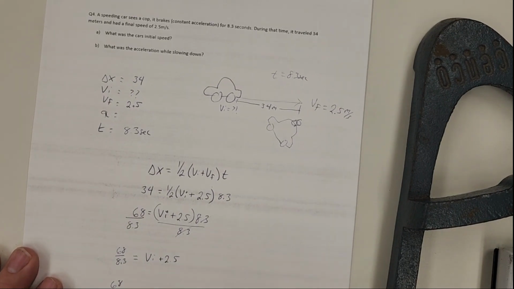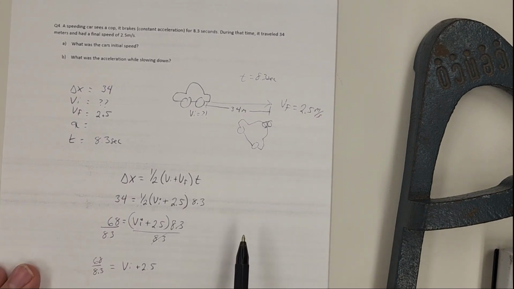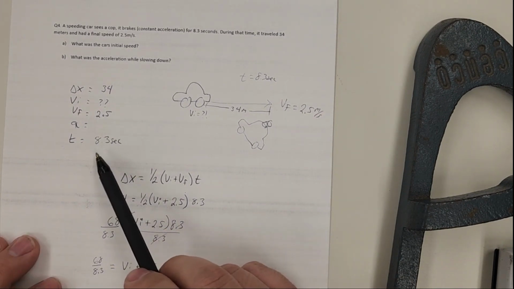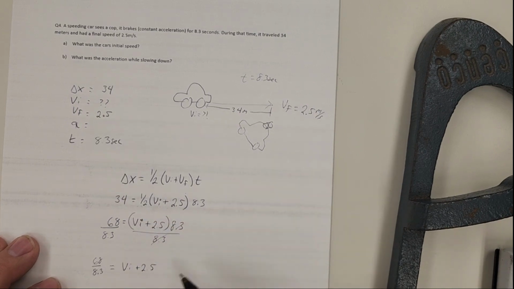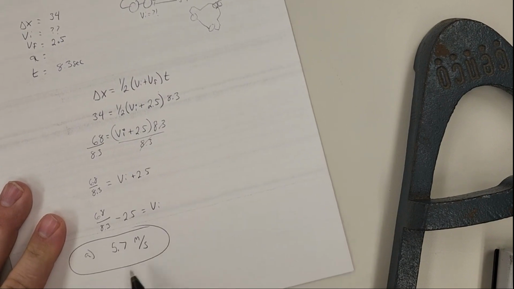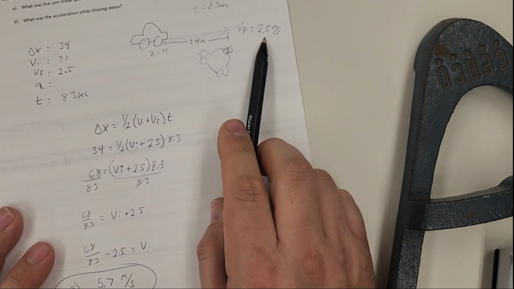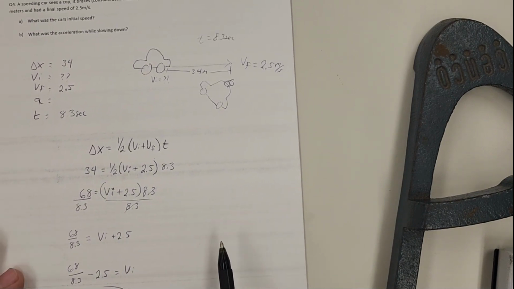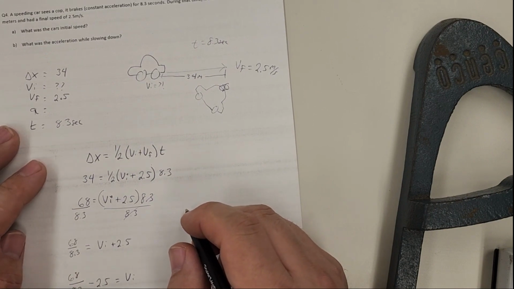For part B, what is the acceleration while slowing down? Okay, so for that one, we need to solve for the acceleration. Now, in the last problem, I said don't use the value that you already have unless you're confident that everything matches up. I think that's a pretty confident answer. That's in the ballpark of what it would slow down to. It's not anything crazy. So I'm going to go ahead and use that number for part B to determine the acceleration.